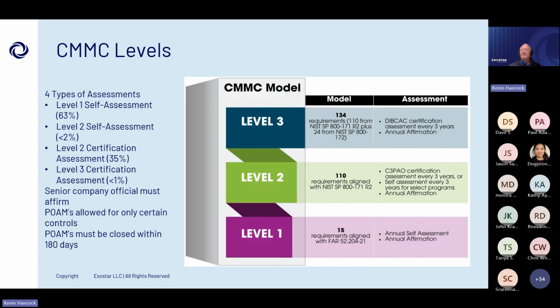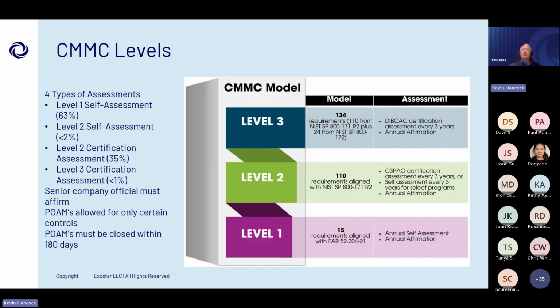Level 1 has 15 requirements of how to secure federal contract information, or FCI. You'll have an annual self-assessment and an annual affirmation that you do those 15 requirements.